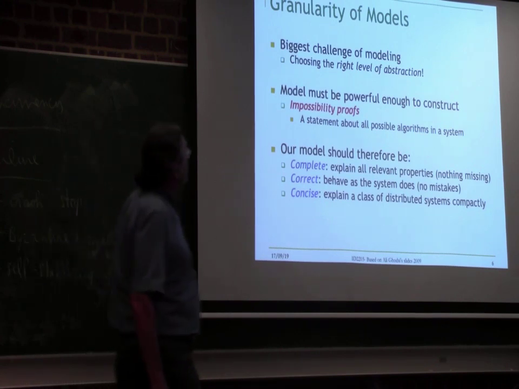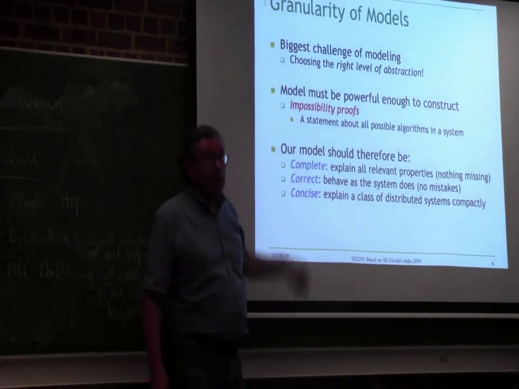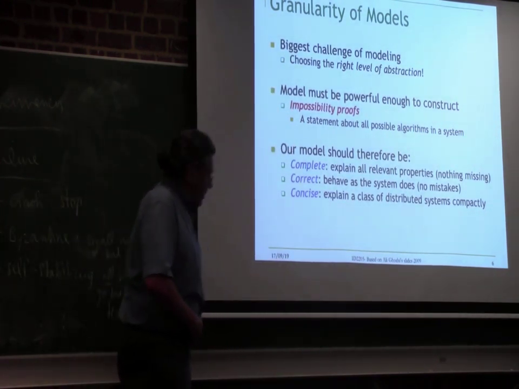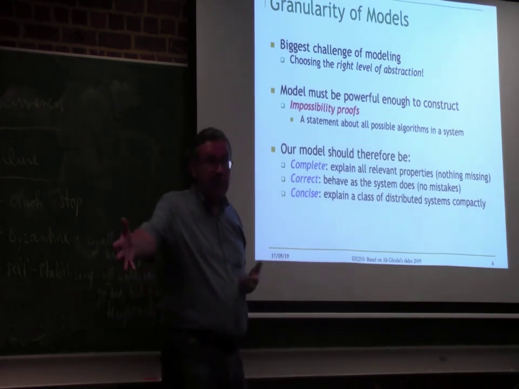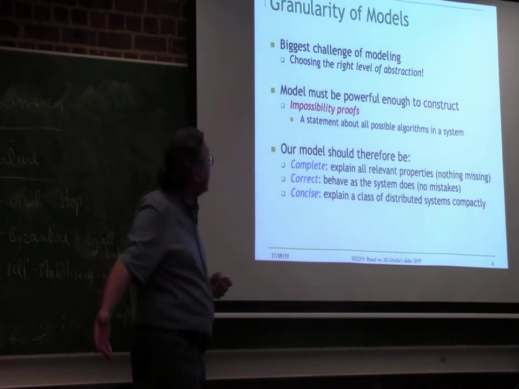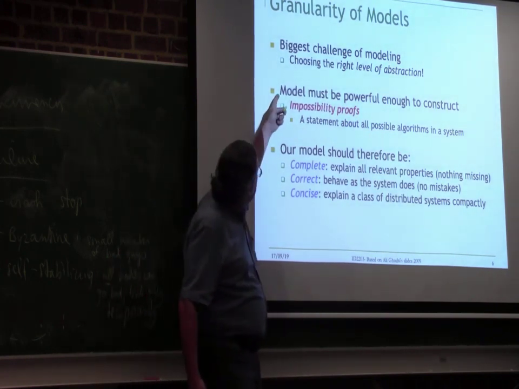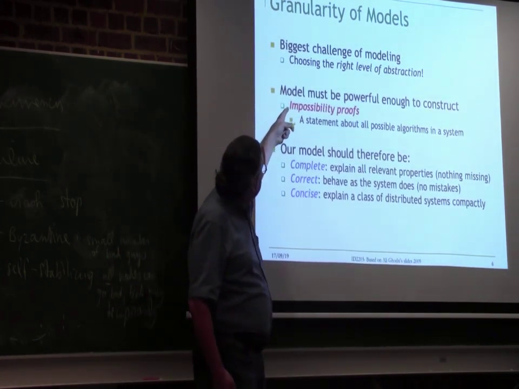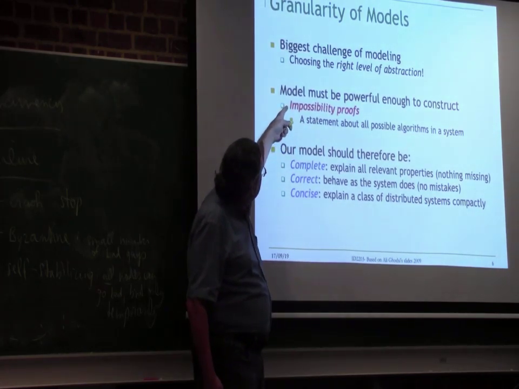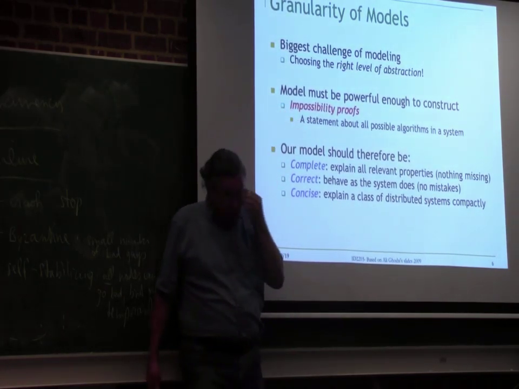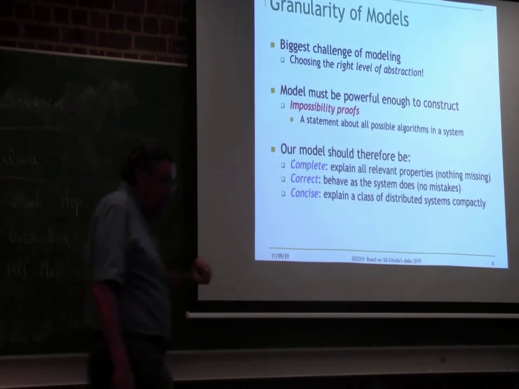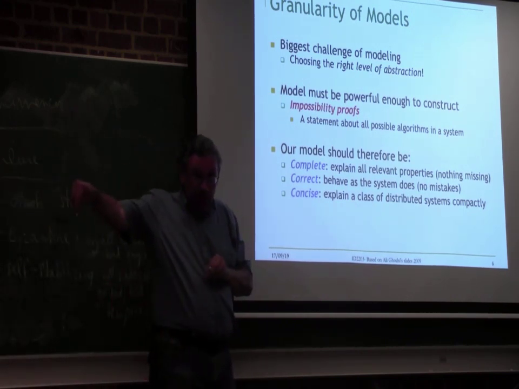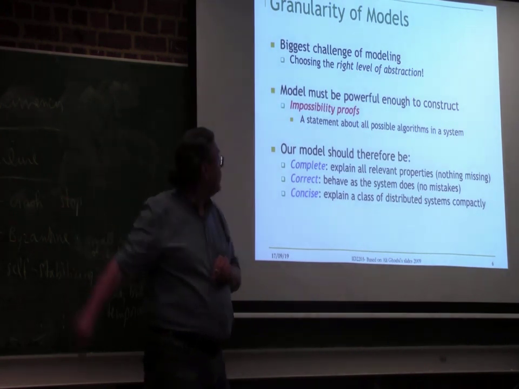So the trick is finding the good model. How do you define a distributed system? You can't really define it at the level of physics. That would be too complicated. But you still have to make it powerful enough that you can actually make impossibility proofs, so that if something is impossible in the model, it's also impossible in the real world thing.